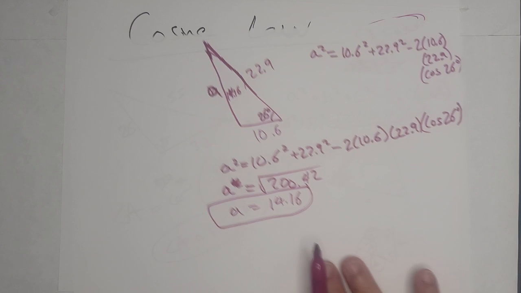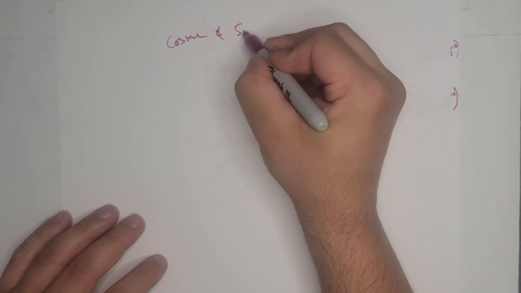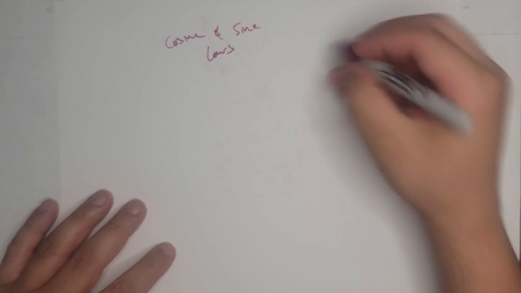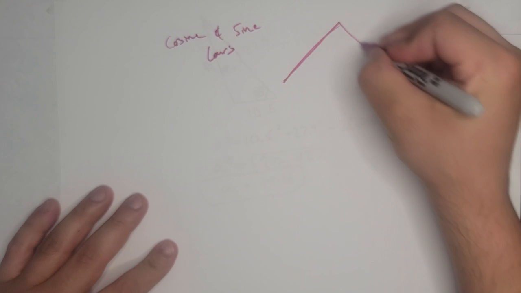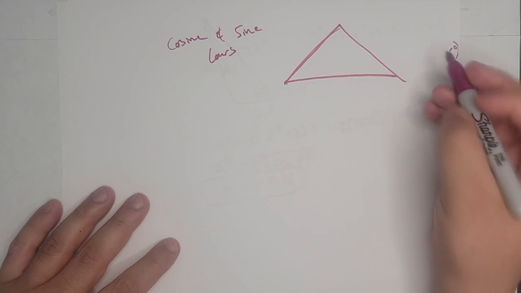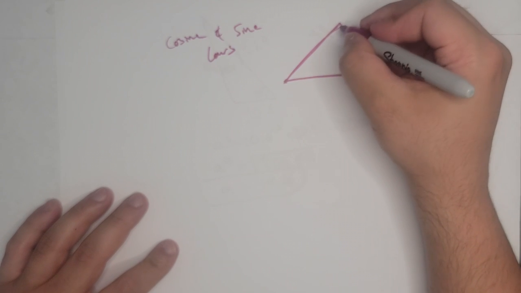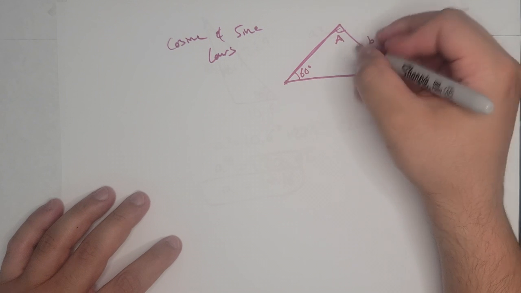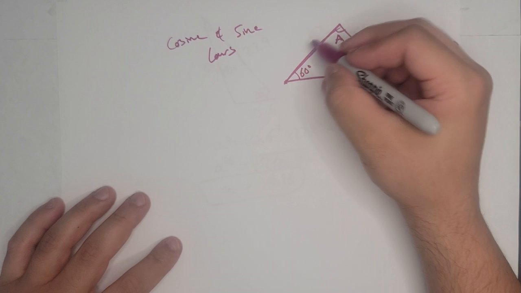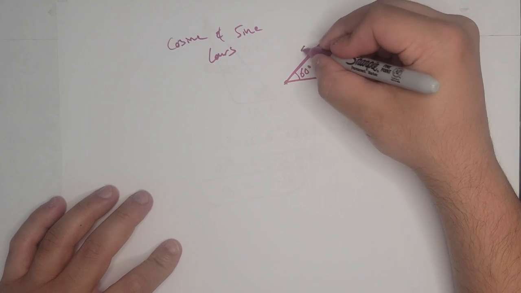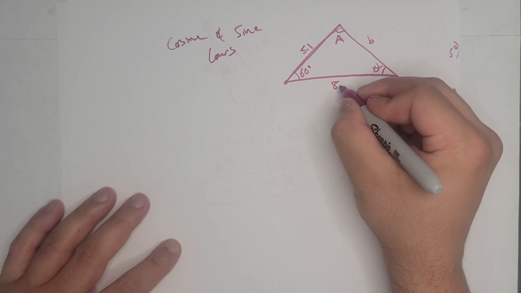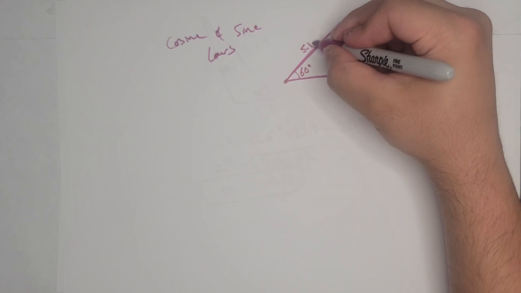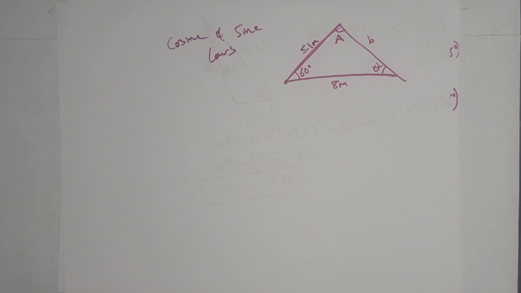We can actually do one example where we use both the cosine and sine laws. So look at it like this. Say I have this triangle and I have angle A, 60 degrees, but B, so that's capital B, I have this theta here, and I have C, which is also equal to 5.1, and this is equal to 8 meters. Now, say I wanted to solve for this angle.